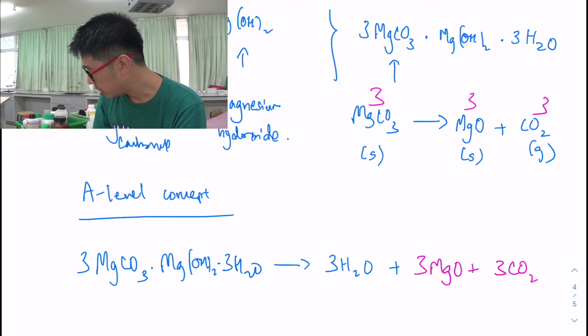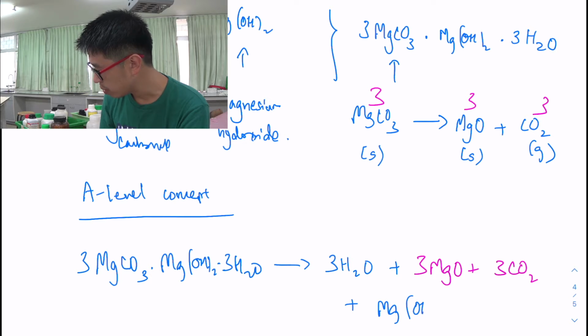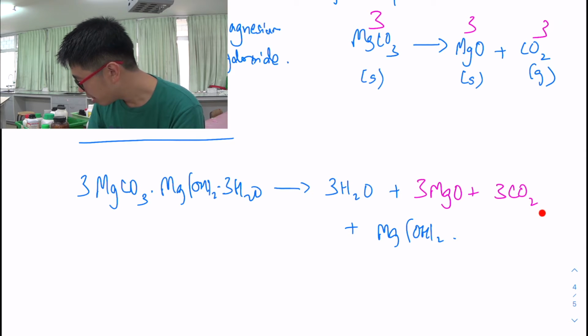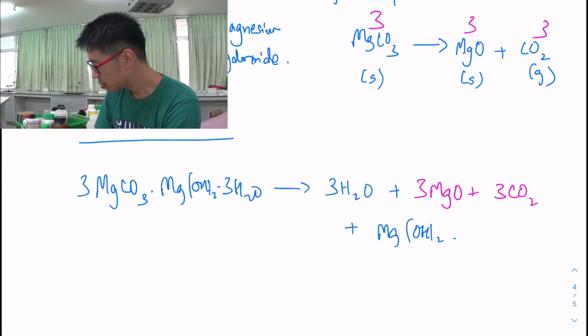So looking at this magnesium carbonate, magnesium hydroxide does not decompose, but magnesium carbonate decomposes, and I have 3 lots of it. So I'll just add 3, 3, 3. What I have is 3 magnesium oxide, 3 CO2. But what else does not change? The magnesium hydroxide does not change. So this is what we will see.